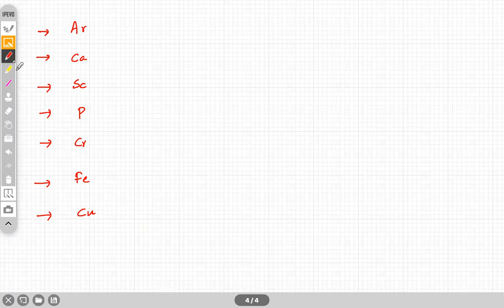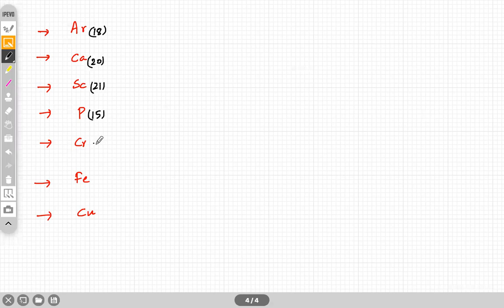What is the atomic number of argon? Could you tell me the atomic number of argon? 18. Atomic number of calcium? 20. Scandium, 21. Phosphorus, 15. Chromium, 24. Iron, 26. Copper, 29. From hydrogen to zinc, at least. Better if you memorize till krypton, but to zinc, you must memorize the atomic number. Now you write down the electronic configuration here.